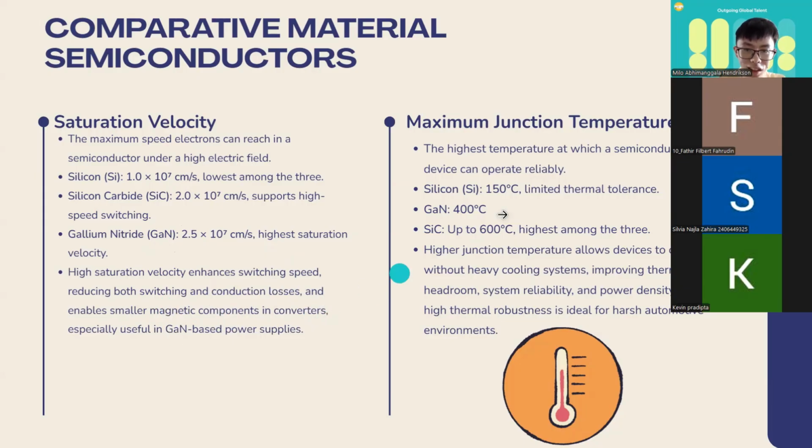And also, we have here the maximum junction temperature, which is the highest temperature at which a semiconductor can operate reliably. So as you see here, silicon carbide has the highest junction temperature. So the high junction temperature allows devices to operate without heavy cooling systems, and it improves the thermal headroom and especially the power density.